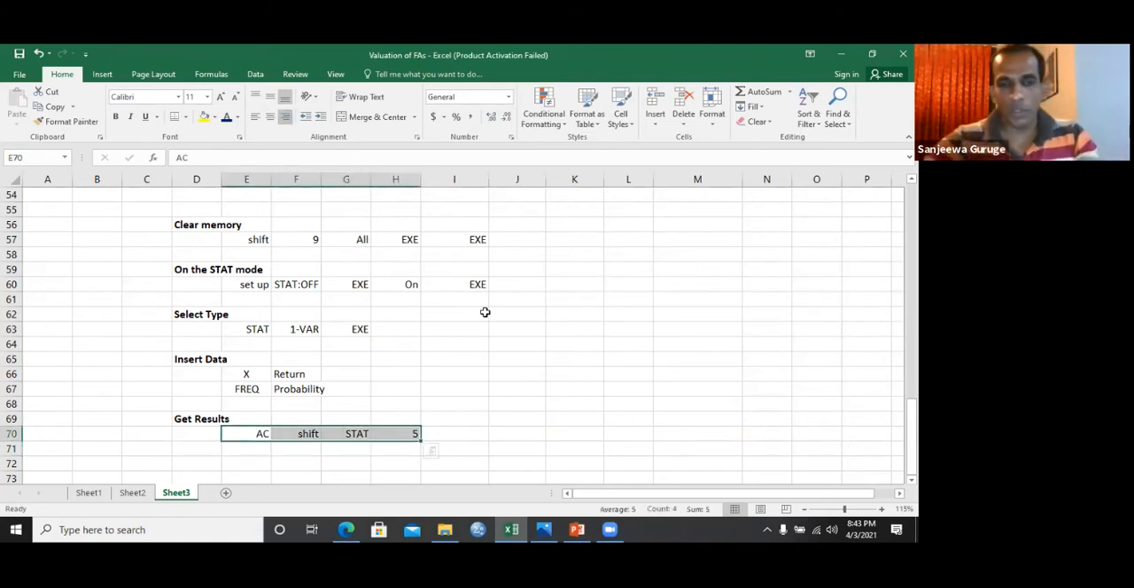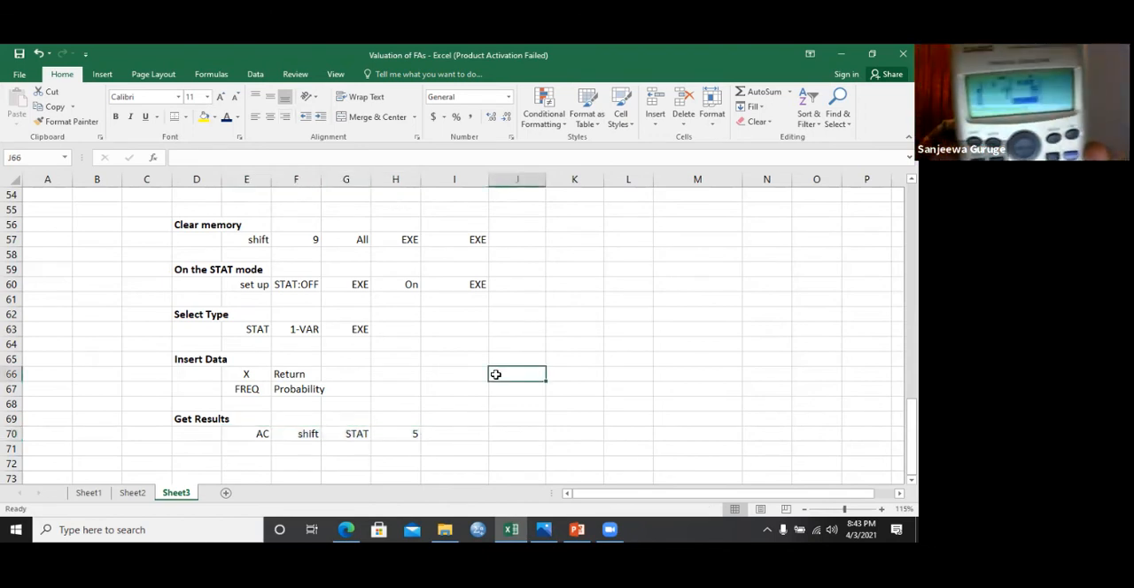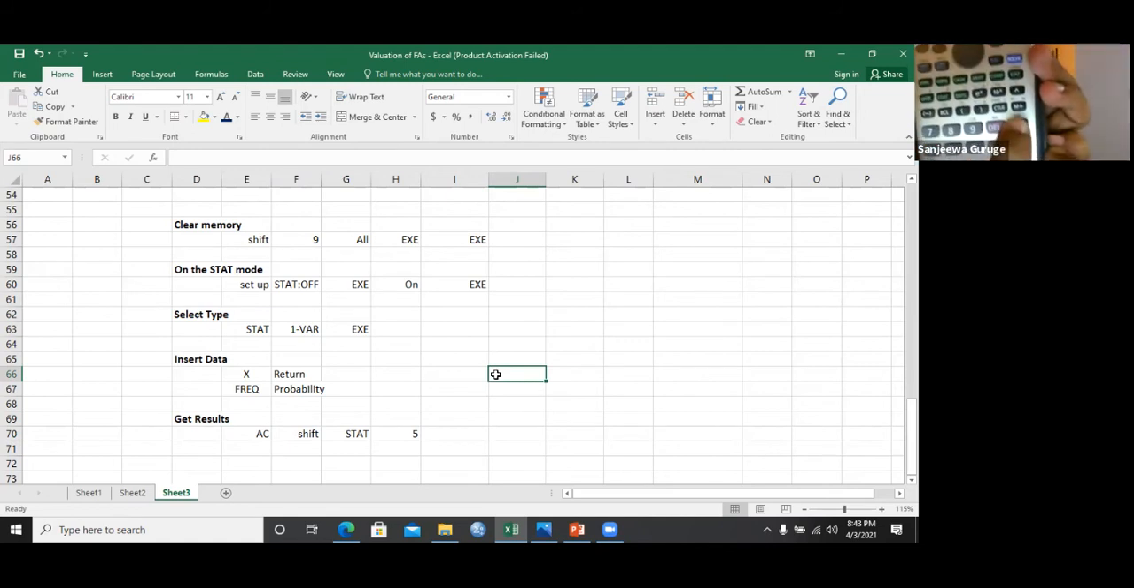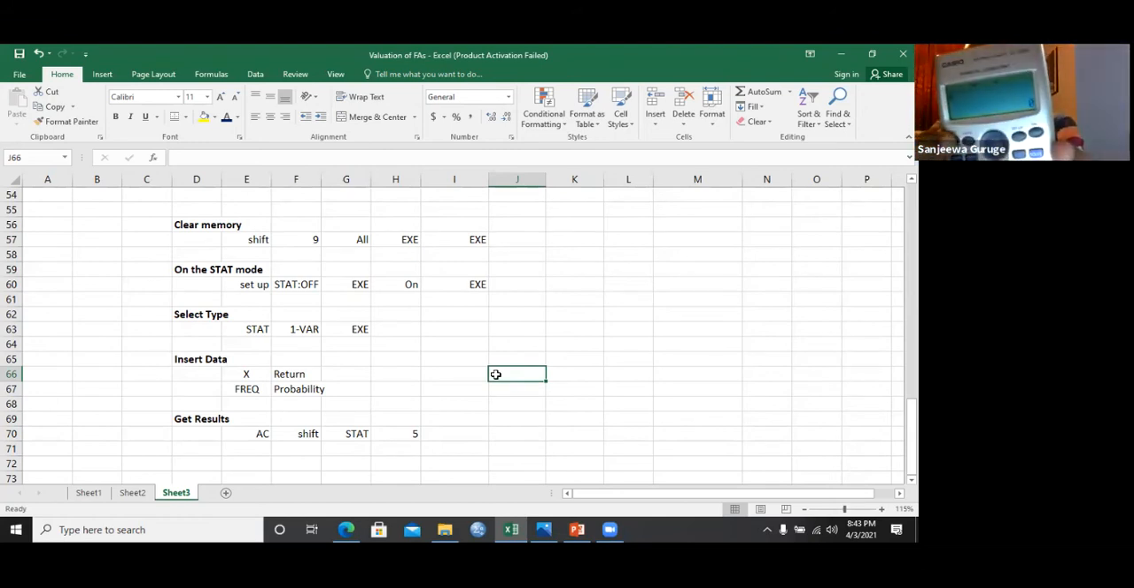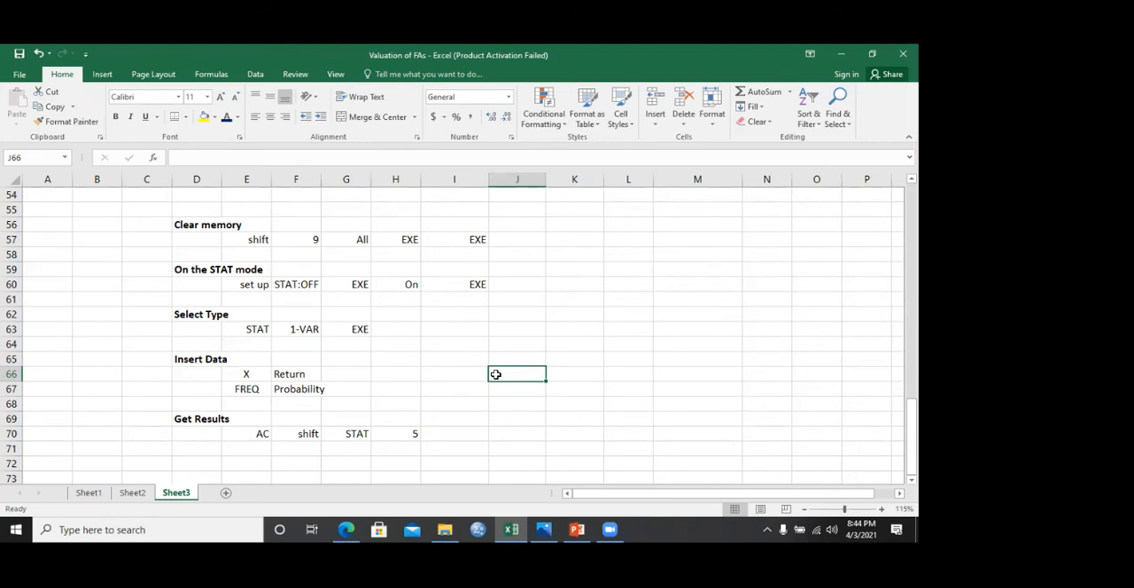When you insert data, you have this screen. Then you have to press AC. Then you get this clear screen. So press AC. Then shift, stat. When you press shift, stat, you get this screen, and press 5. When you press shift, stat, 5, you get this screen. Right? Did you get this one? Yes, sir.